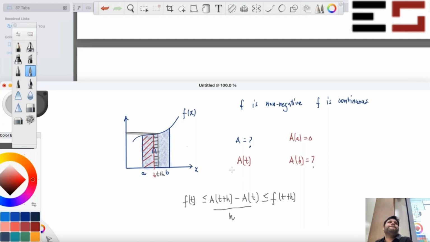Yes or no? Now if this is true for all h, and I take the limit as h goes to 0, it will still be true by the squeeze theorem. Okay, so let's take the limit. Can you tell me what is the limit as h goes to 0 of the left hand side? F of t, because there is no h term there, so it's just a constant. The limit of a constant stays constant. So you get f of t on the left hand side. Very good. What about the right hand side? Is it f of t? Why?